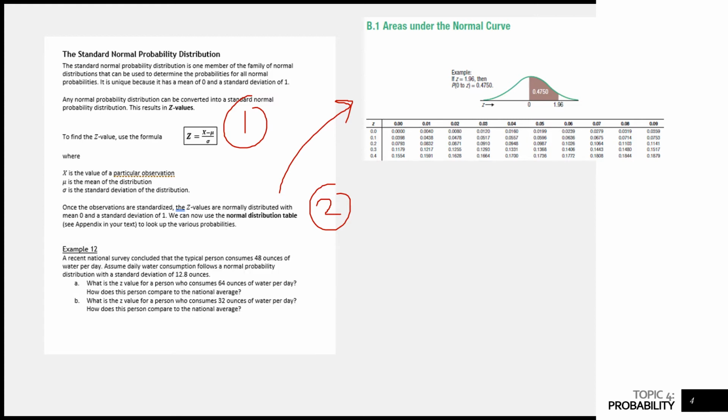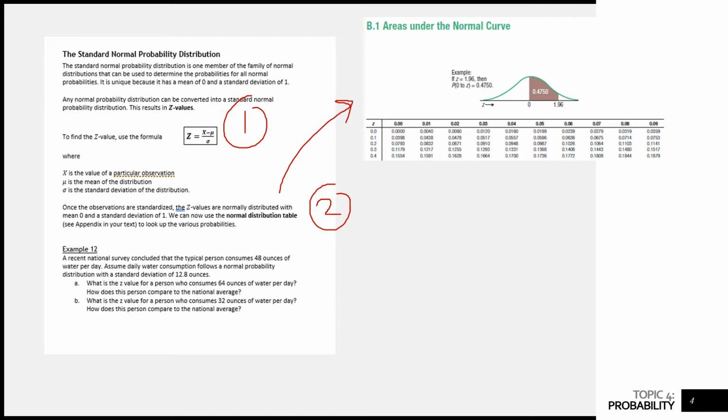Now let's look at this example 12. It's an exercise on how we can find the z values. If you notice, for example 12, I have not yet asked you to find probabilities. It's just what is z. So it's just a quick practice on how we can calculate the z value.